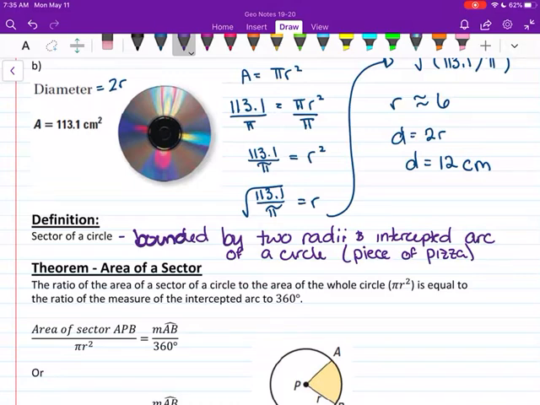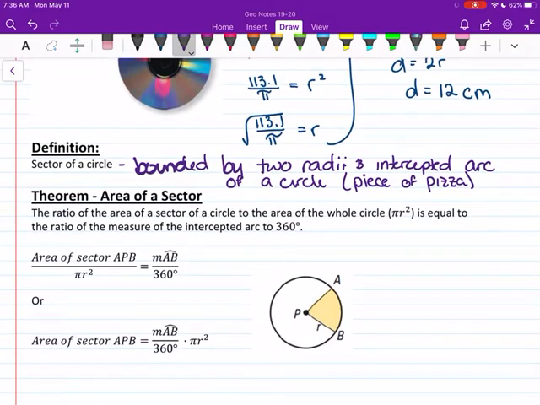Okay, here's our theorem about the area of a sector. You can see on the circle down here, that yellow shaded region, that's a sector. The ratio of the area of a sector of a circle to the area of the whole circle, which we know is pi r squared, is equal to the ratio of the measures of the intercepted arc to 360 degrees. Okay, so intercepted arc, let's talk about this. Intercepted arc is just the measure of the angle between your radii at the center, okay? So that's our intercepted arc. That's what we're talking about here.